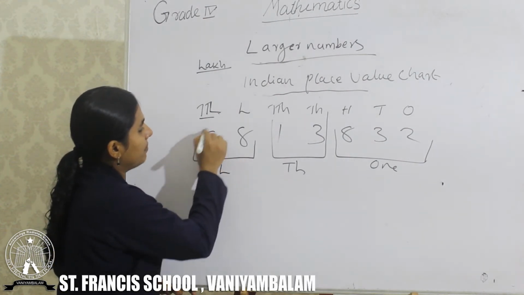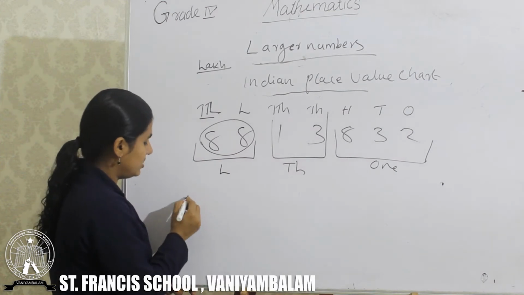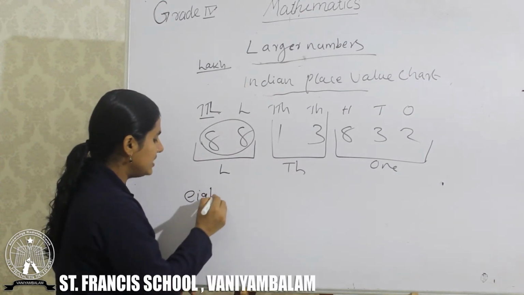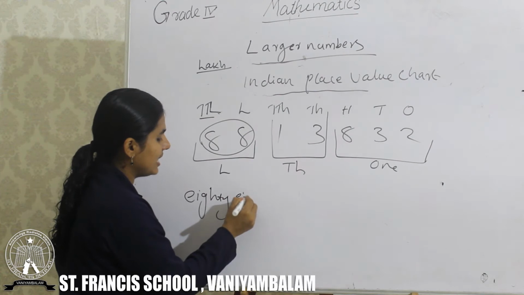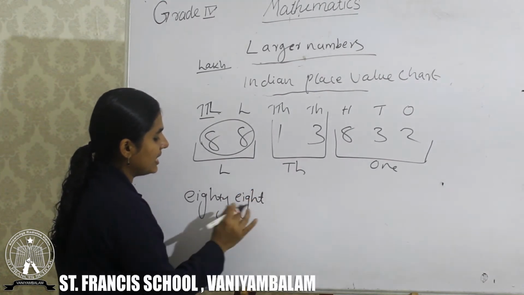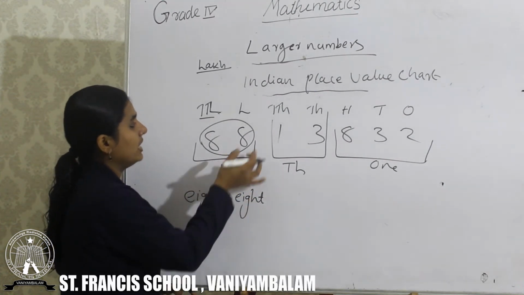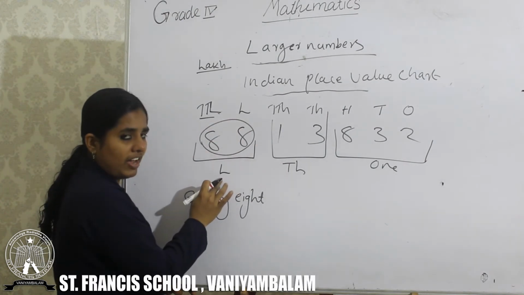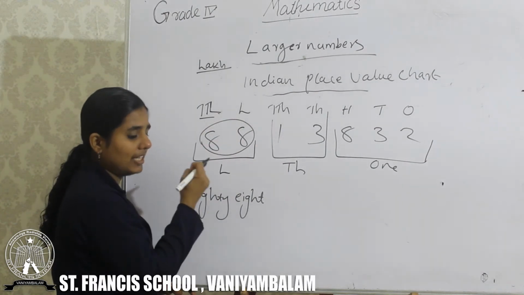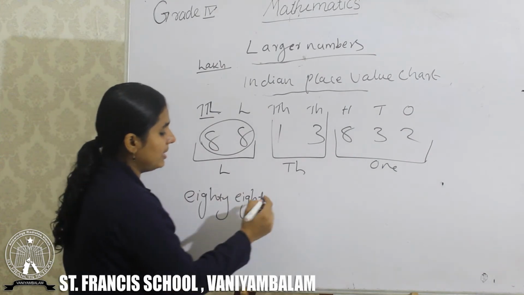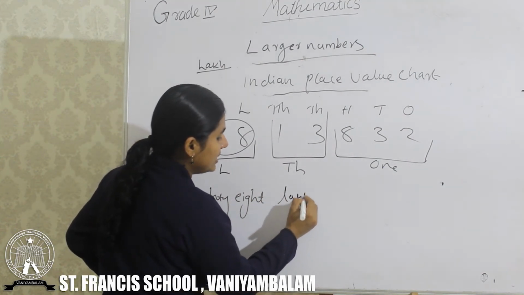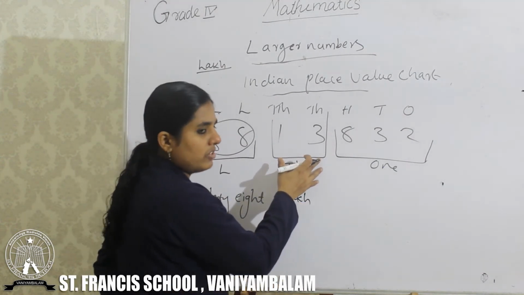Which number is this? This is 88. Eighty-eight. Which family is it in? Ten lakh and lakhs together are in the lakhs family. So right here, 88 lakh.